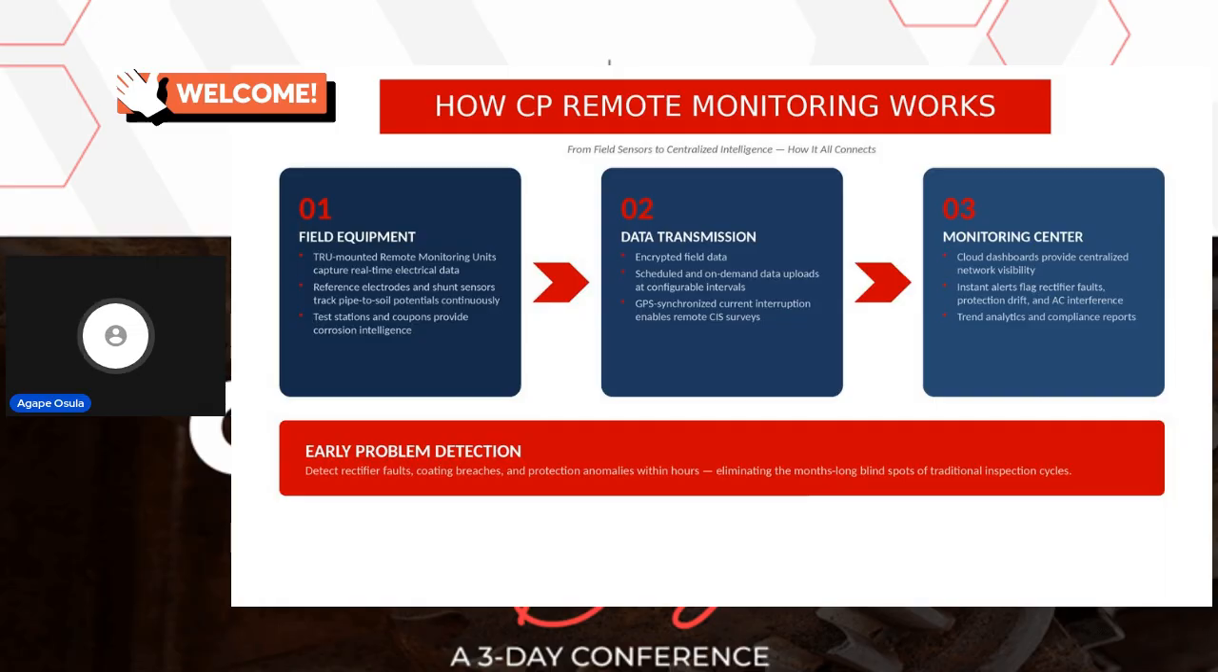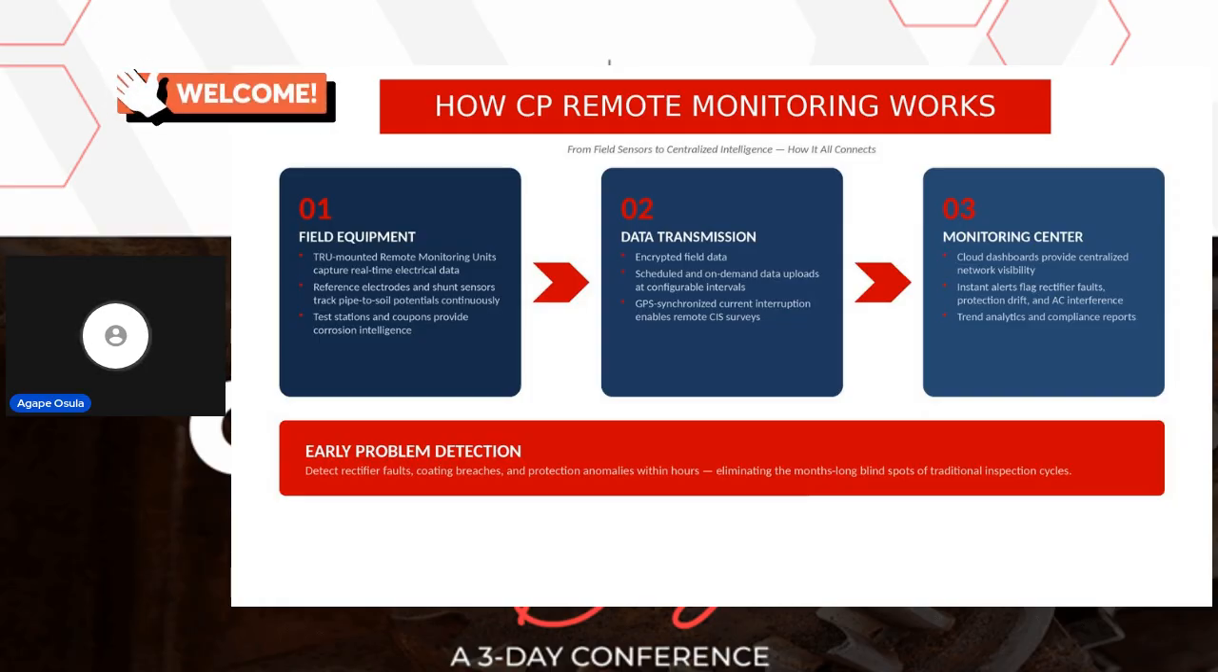Okay, so generally what happens is we have a field equipment, which is installed on your TR unit or on your test post. It's an IoT device, and what it does is it measures voltages, your electrical data, and sends it to your system. So with this, going through the pipeline may not be necessary anymore.